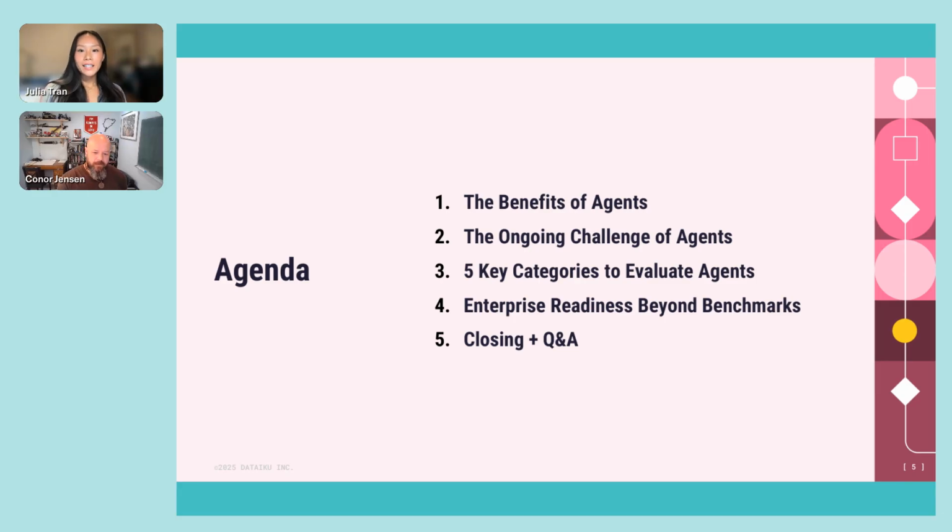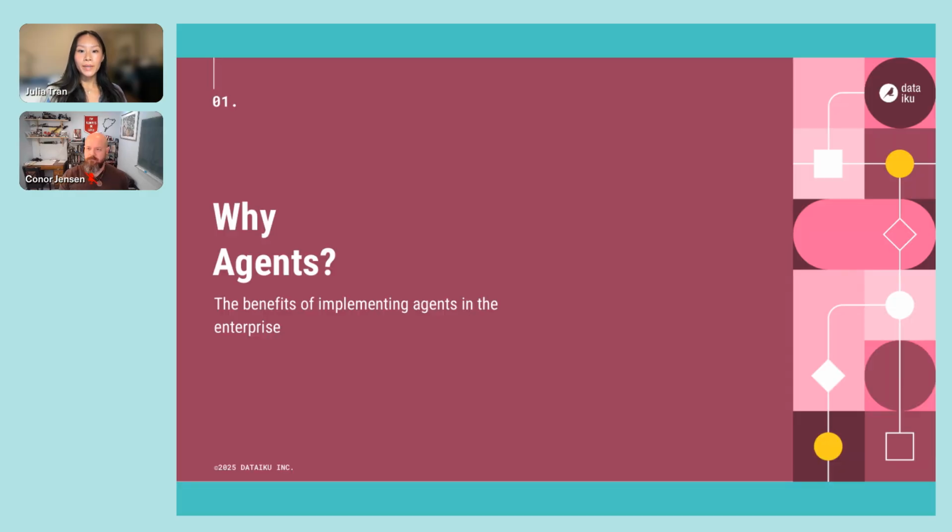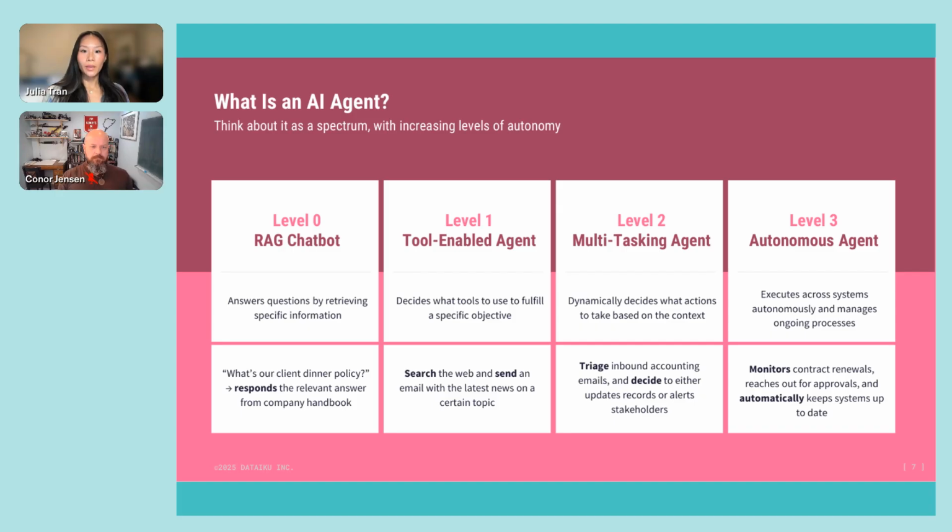Thanks, Connor. For today's discussion, we'll walk through why agents matter, the challenges of deploying them, 5 key categories for evaluation, how to go beyond benchmark, and then finish with Q&A. So businesses today are adopting agents because they promise speed, automation, intelligence across workflows. Let's start with what agents are.